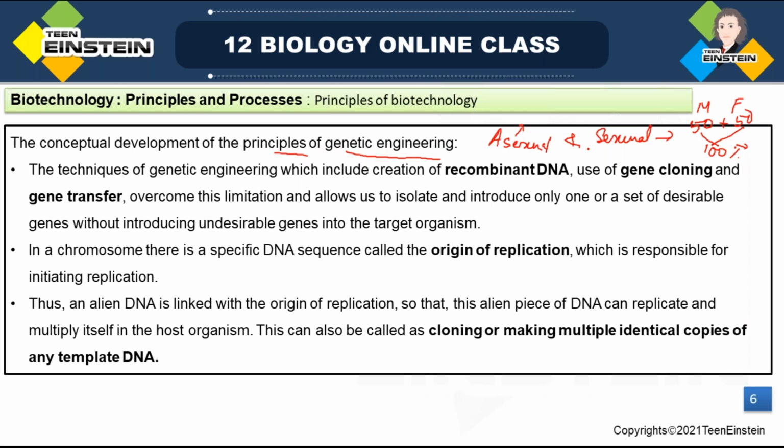But in sexual reproduction, there is a chance of changes. That means various combinations you will get. So asexual reproduction preserves the genetic information, right? This preserves the genetic information, asexual reproduction. But sexual reproduction allows variation, different combinations, you can see.